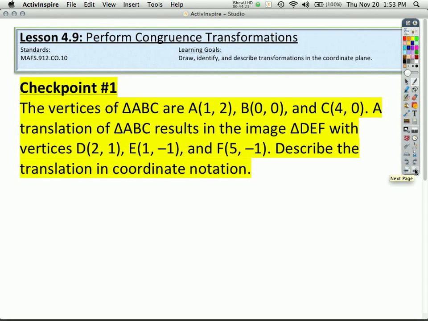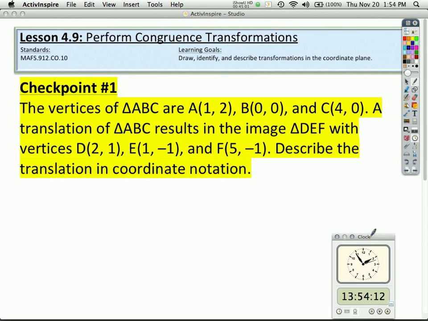Checkpoint number 1. Now I'm going to ask you to do something that we haven't done yet. Well, we have actually, but not quite this way. So now the vertices of triangle ABC are given to you. A translation of triangle ABC results in the triangle DEF. So now I'm giving you new letters. And I'm giving you the new coordinates. But now I want you to tell me what rule made the transformation work. So you have to tell me what transformation made triangle ABC transform to triangle DEF.